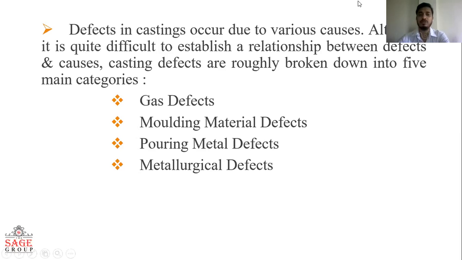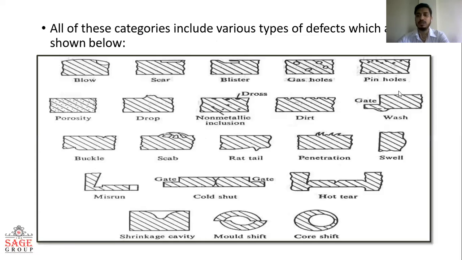Although it is quite difficult to establish a relationship between the defect and causes, casting defects are roughly broken into four categories: gas defect, molding material defect, pouring metal defect, and metallurgical defect. We will discuss these defects one by one. This is a combined chart of defects. All these defects occur in a casting, so one by one we will discuss all types of defects, what the remedies are to remove these defects, and improve the quality.